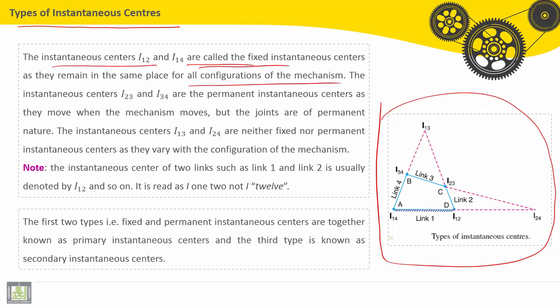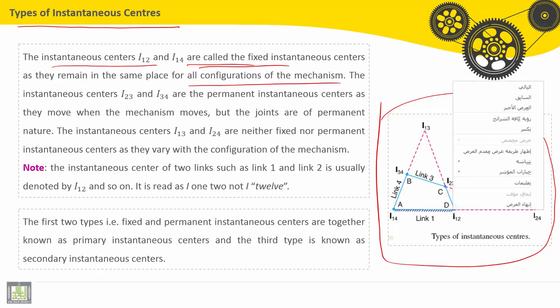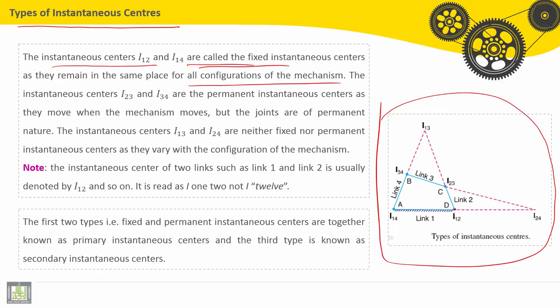Here, I12 is the center of rotation between link 1 and link 2. And it is fixed to link 1 and link 2 both. Known that link 1 is fixed to the ground, so I12 is fixed also. So it is called fixed instantaneous center of rotation. Same thing for I14.